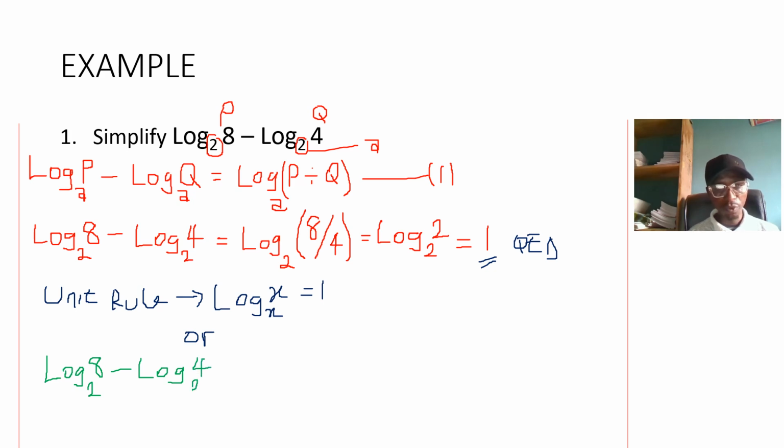We can express both 8 and 4, which are our p and q, as powers of 2. Then if you do that, that implies that log 8 is the same thing as 2 raised to the power 3. That will be log 2 raised to the power of 3 base 2, minus, 4 is 2 raised to the power of 2, log 2 raised to the power of 2 base 2.